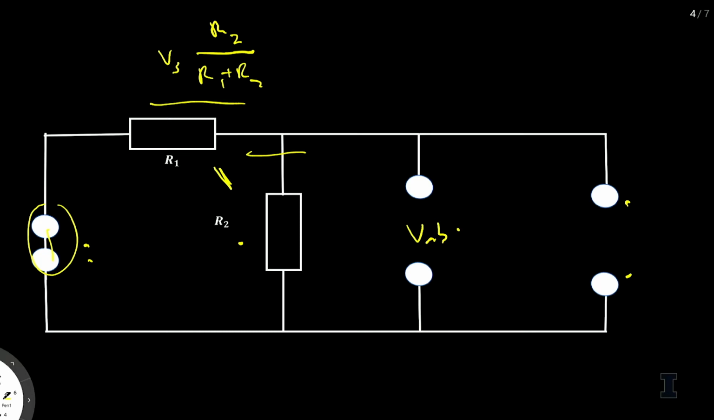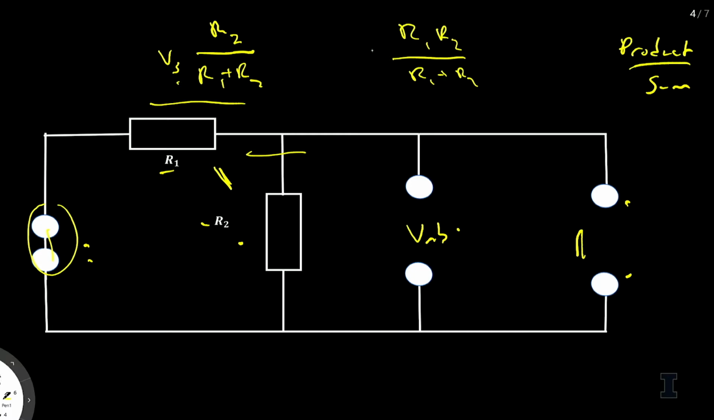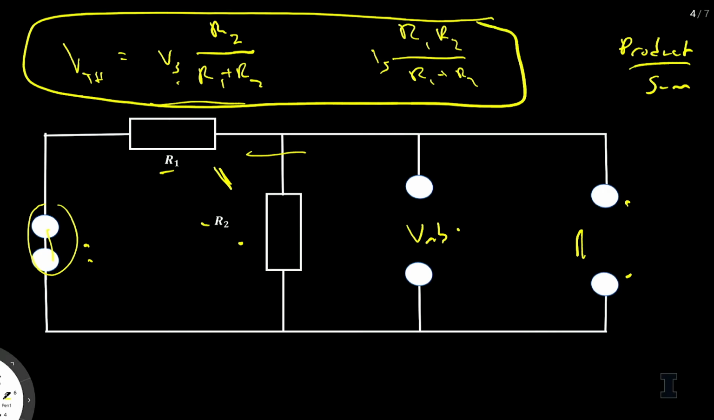The second portion is going to be with respect to the current source that used to be here. We know that these two resistors are in parallel, and as we've learned before, we always want to do the product over the sum. So what is that going to look like? That's going to be R1 times R2 over R1 plus R2. And instead of multiplying it by the voltage source like we did before, we're going to multiply this by the current source. Ultimately, the combination of these two is going to result in our Thevenin voltage.